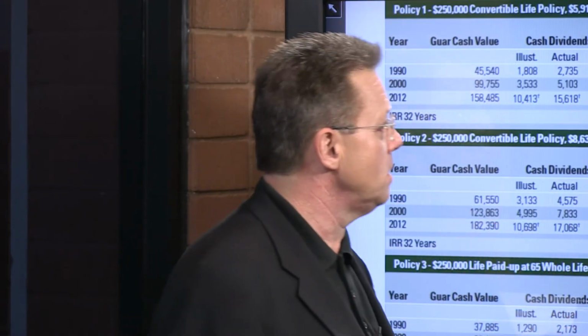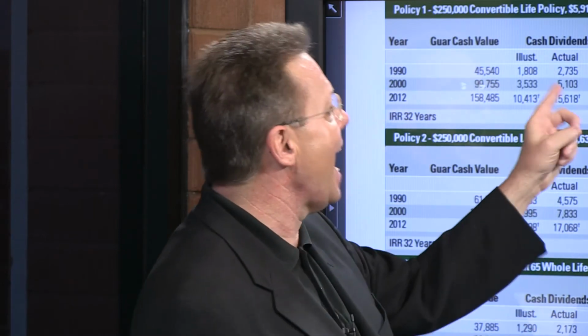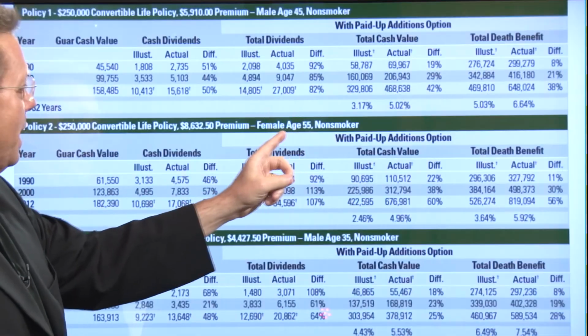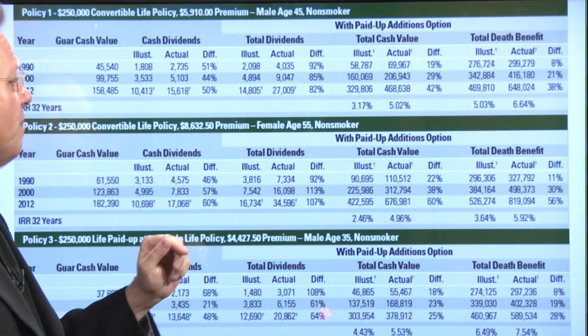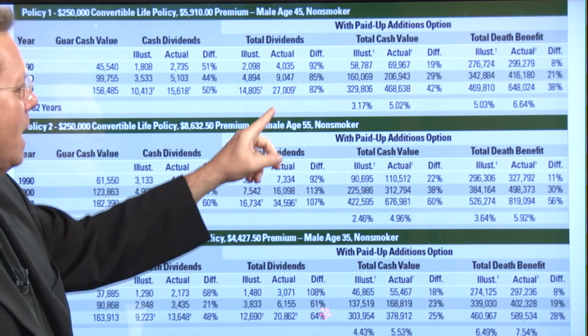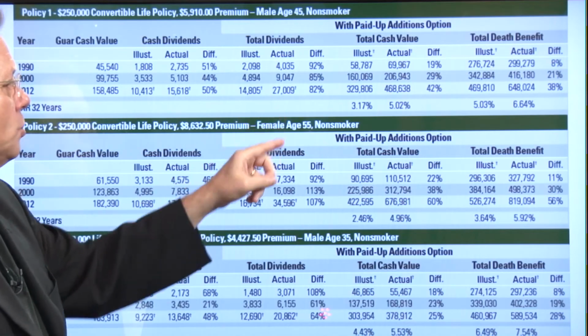The total dividends for that time, right? Oh, I'm sorry, that was cash dividends. The total dividends paid out, they projected $14,805 for this male 45, but the actual dividends that were paid were $27,000 and change. That's a huge chunk, an 82% difference.